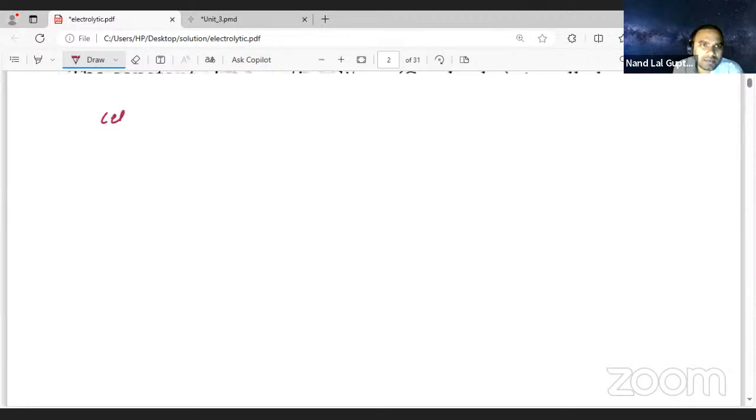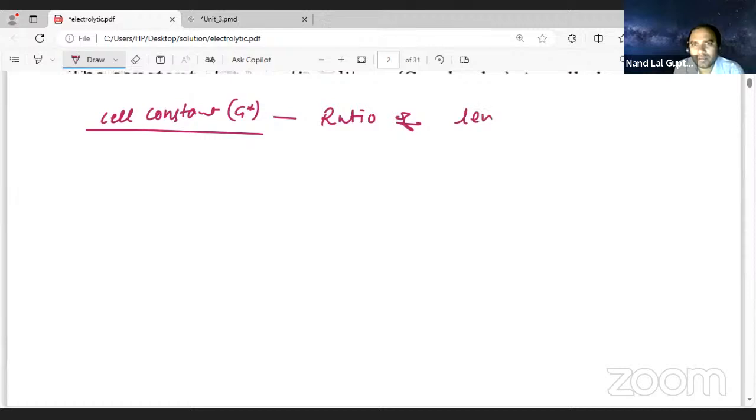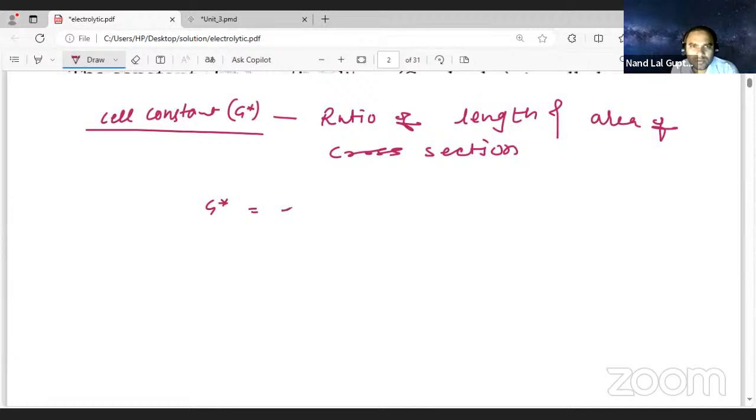Now cell constant. I'm telling some more points. Cell constant, that is G star. Cell constant is the ratio of length and area of cross section. That is G star is equal to L by A.